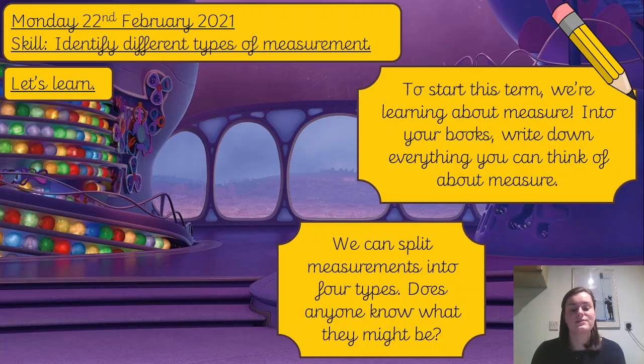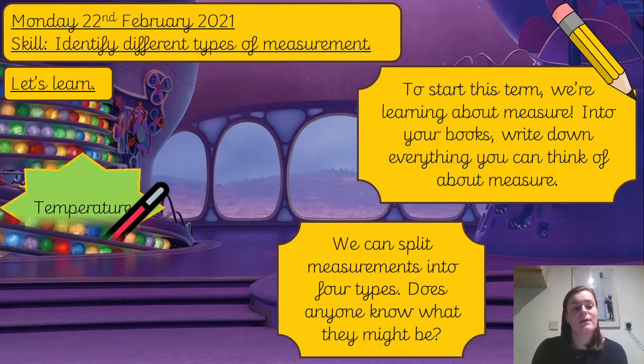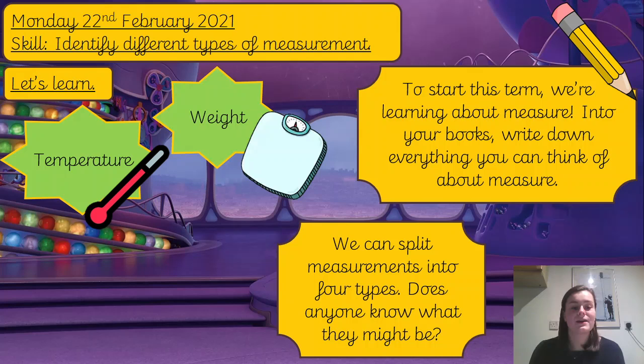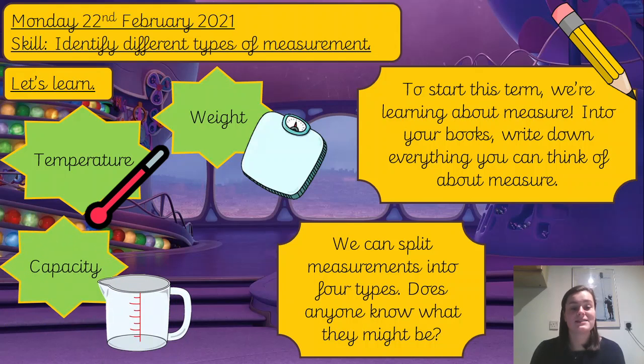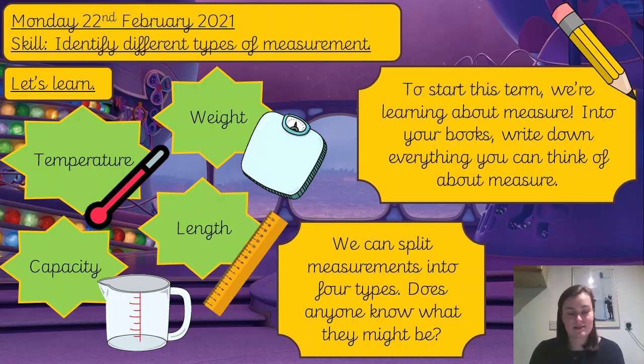Okay, well done. So we know then that we can split measurements into 4 types. Does anyone know what that might be? Pause the video and see if you can come up with 4 different types of measurement. Okay, so the 4 that we're going to be looking at this term are temperature, weight, capacity, and length. So these are the 4 types of measurement that we are going to be looking at over the next 2 weeks or so.